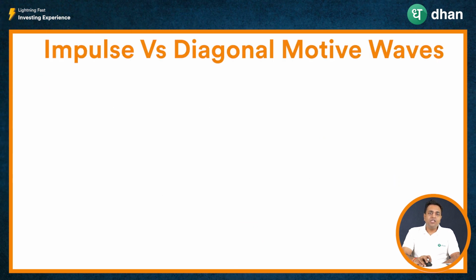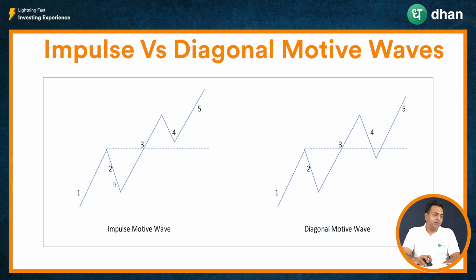So, to see it diagrammatically, this is a typical structure of an impulse motive wave which follows all the 3 rules. The third rule being that wave number 4 will not invade this particular territory, or it will not touch the high of wave number 1. But when this rule is not being met, this is known as a diagonal motive wave.